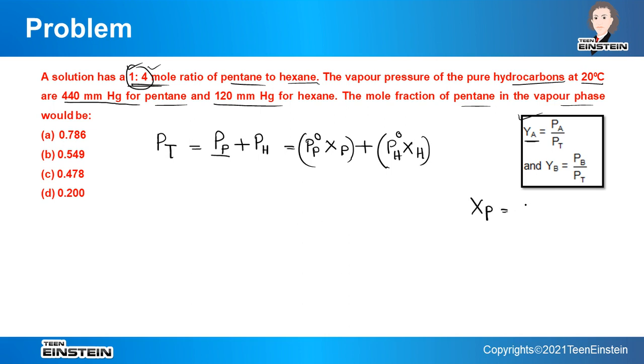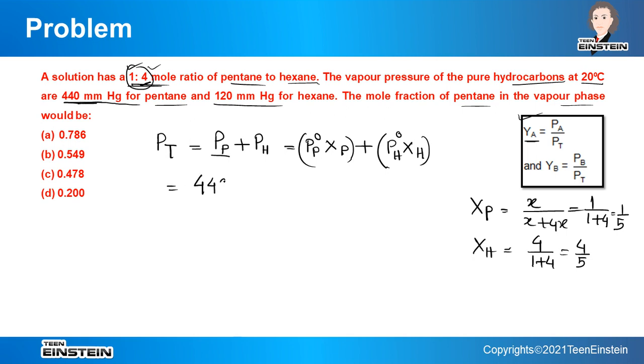So Xp is basically number of moles, suppose it is X, so total number of moles will be X plus 4X. You can also simply do it without considering X, that is also fine. So it will be simply 1 by 1 plus 4, that means 1 by 5. Similarly for hexane, the mole fraction will be 4 by 1 plus 4, that means 4 by 5. Okay, so now in place of P naught P we write 440 millimeter Hg multiplied by 1 by 5, plus for pure hexane the corresponding vapor pressure is 120, multiplied by 4 by 5, the mole fraction of hexane, and this will be equal to 184 millimeter Hg.